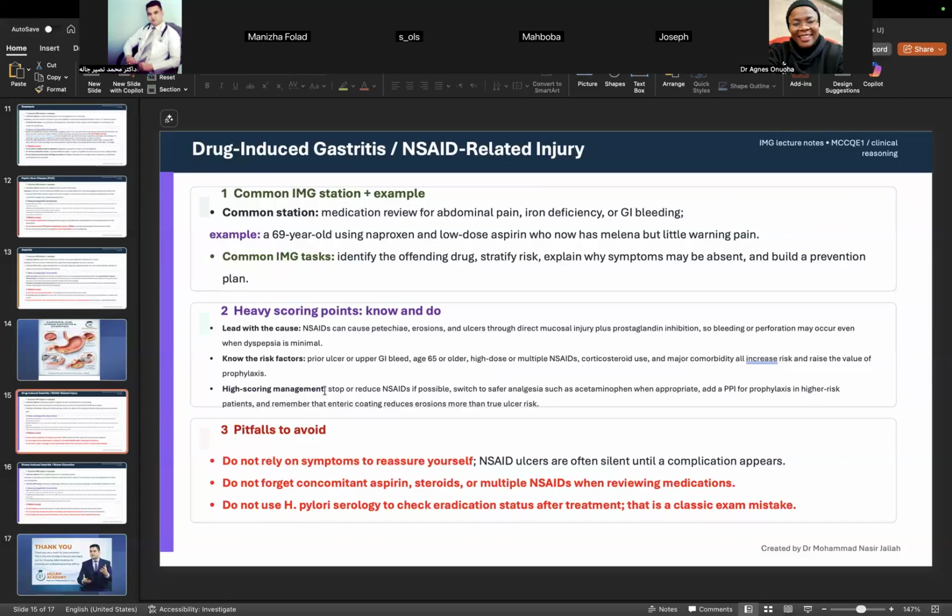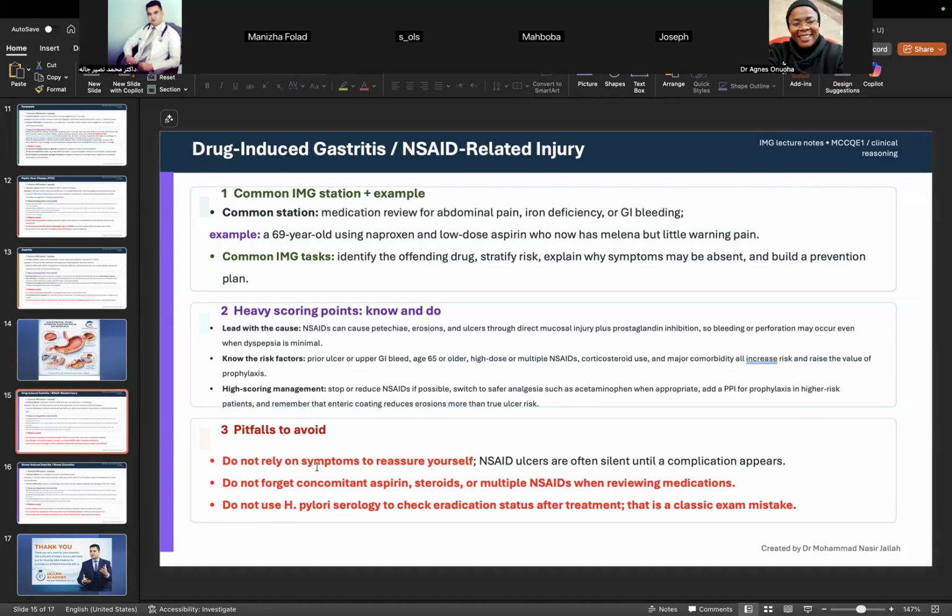High score management: stop the offending agents. Switch to a safer analgesic, acetaminophen, if possible. If not, then they can continue it, but you can add a PPI, right? PPI for prophylaxis in higher-risk patients, and remember, enteric coating reduces erosion but not ulcer. This is something that you have to remember because it might be a post-encounter or MCQ question.